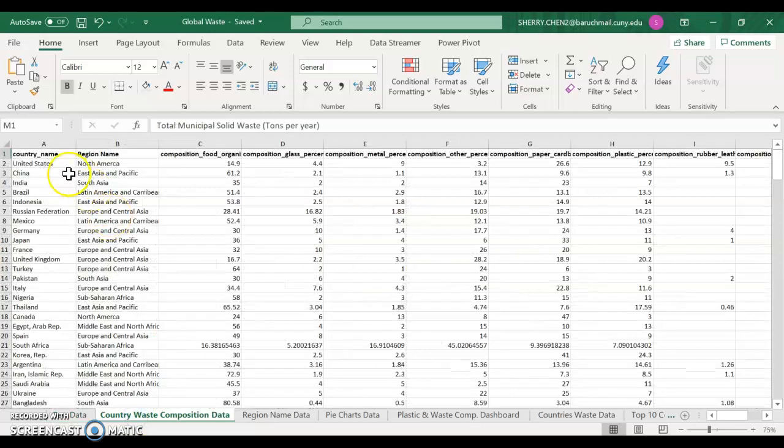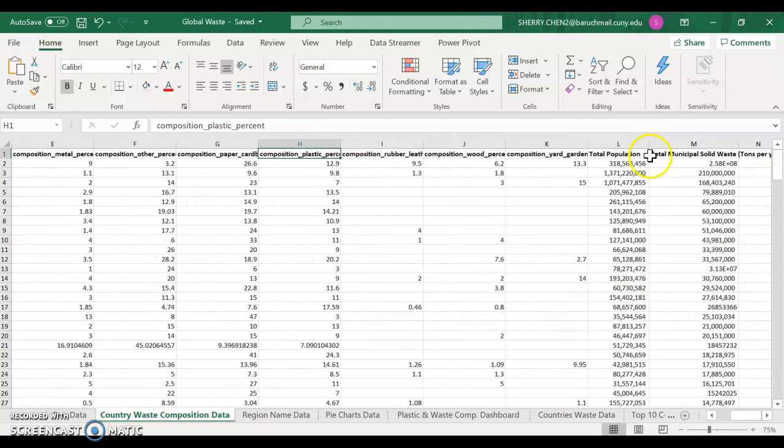Therefore, I've filtered and cleaned out the data to choose the most important things that I need for my research. For example, I have the country name, region, and the type of composition waste in percentages, such as food, glass, metal, other, paper, plastic. I also include the total population and the total municipal solid waste in tons per year.